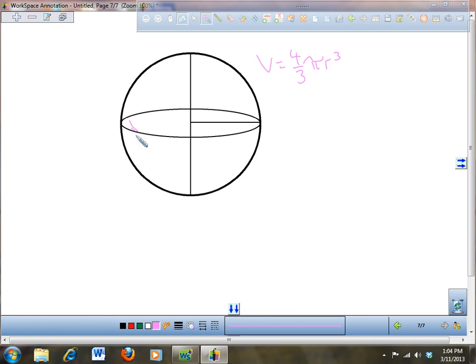Be good. Okay? You have nothing to fear about this, but the sphere itself. Okay? So the volume of the sphere comes from this formula.